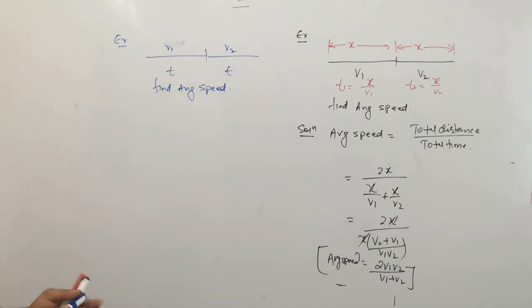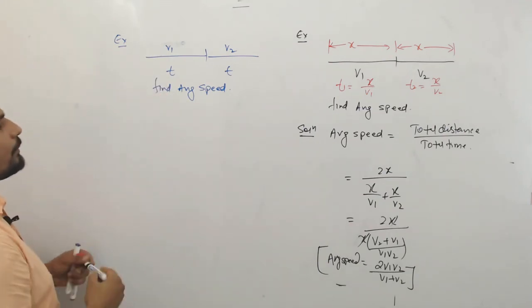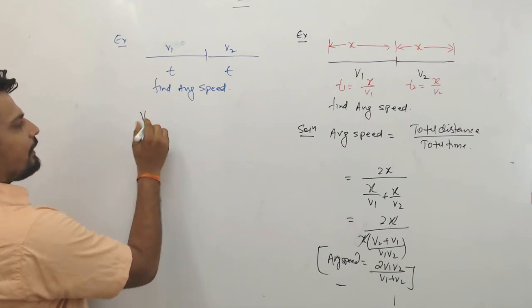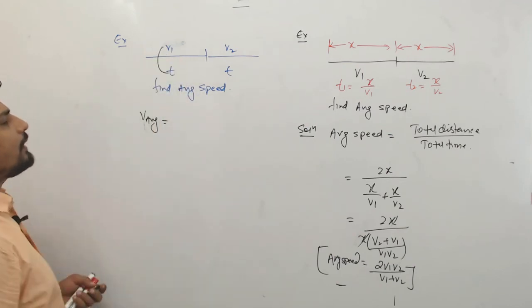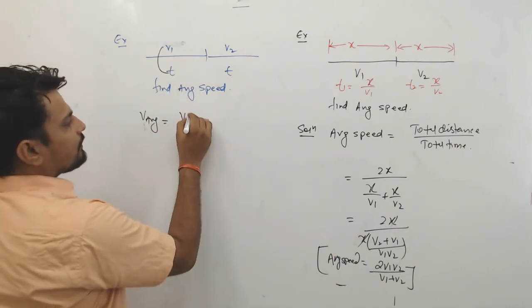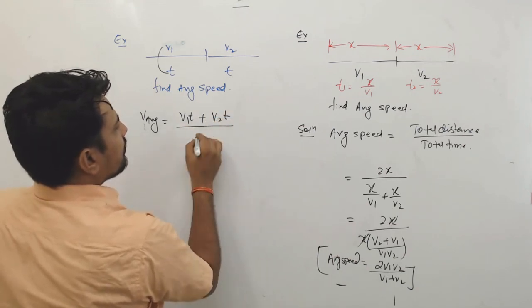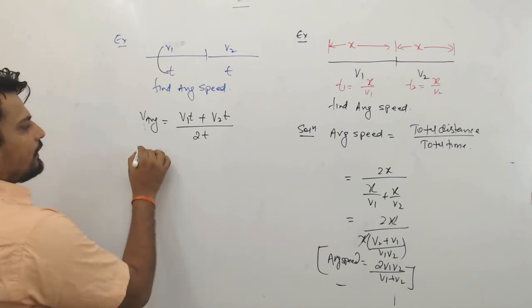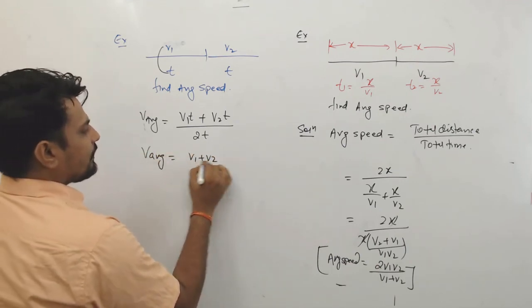Well, in this case, distance is not given equal, but the time is equal for both the cases, for both the parts. तो जो average speed होगा, v average, total distance, so distance covered for time t at speed of v1 should be how much? v1t, और इस केस में कितना हो जाएगा जी? v2t. टोटल टाइम कितना हो गया? t plus t, 2t. So the v average should be how much? v1 plus v2 upon 2.